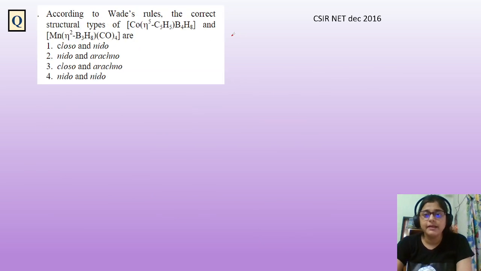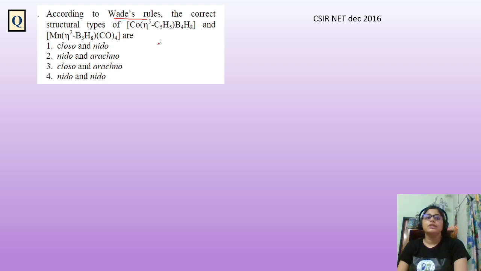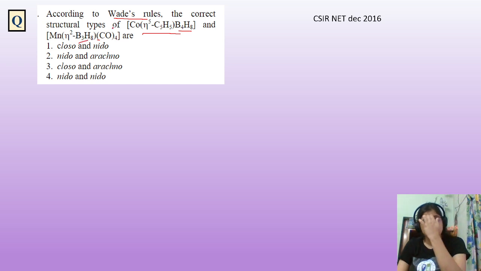Fine. Now again a CSIR-NET question is there. According to Wade's rule, the correct structure type of this and this. See, the transition element fragment is also there and the boron unit. Fine. And here, oh no, not only, here also boron is present. Okay, fine.